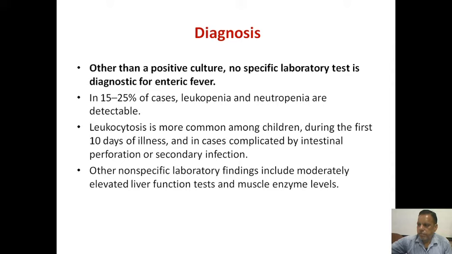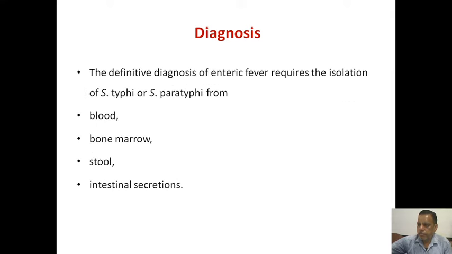Other non-specific lab findings may include elevated liver function tests, that is increased AST, ALT, and CPK might be raised. But again, the most definitive diagnosis is by the help of a positive culture. So where do we culture Salmonella typhi from? Typically it is done from the blood. It may also be done from the bone marrow, the stool, and the intestinal secretions.